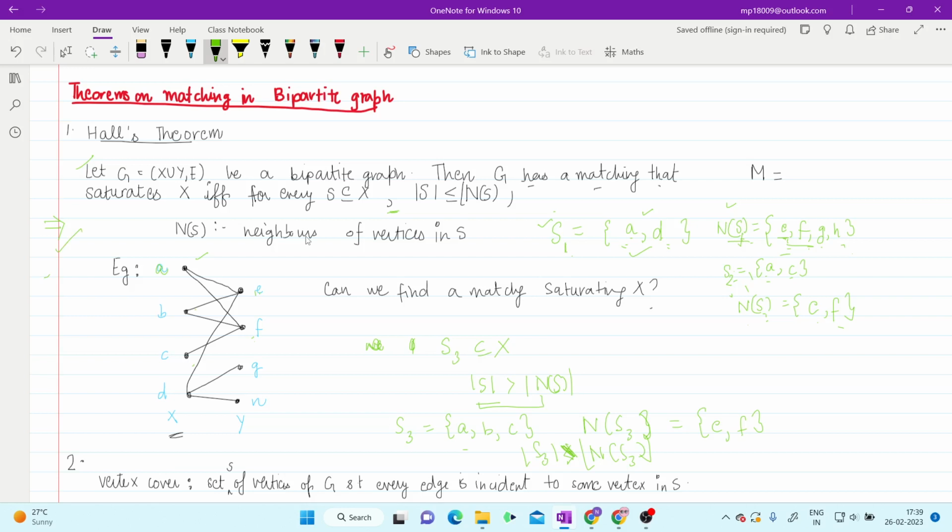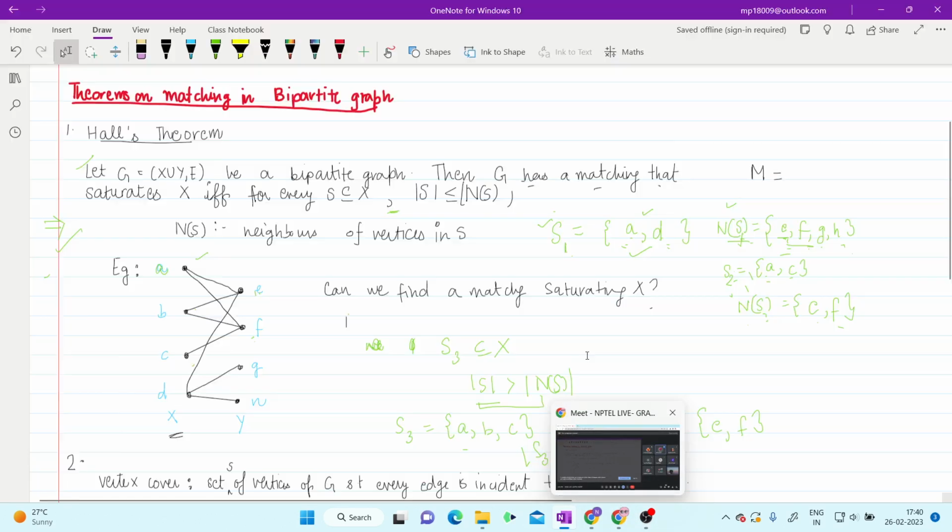So is it clear why this graph does not have a matching that saturates X? Is it clear for everybody? Ma'am, that saturation is still in doubt, ma'am. Please explain it once again. Okay, so what do we mean by saturation? Yes, ma'am. Saturates X.